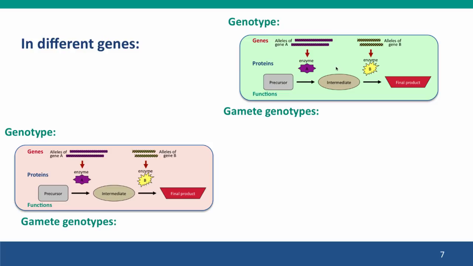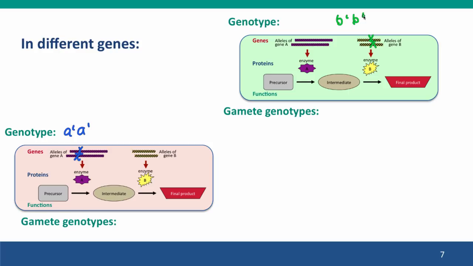And to do that, we have to think about the genotypes of our plants. So one of our plants, we'll say, has the mutation in gene A. Its genotype is A1A1. Our second plant has mutations in gene B. Its genotype is B1B1. Now, are those the complete genotypes?